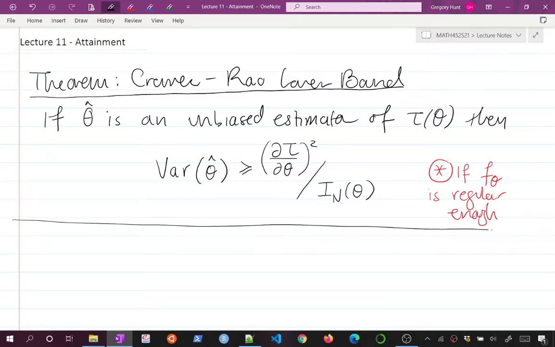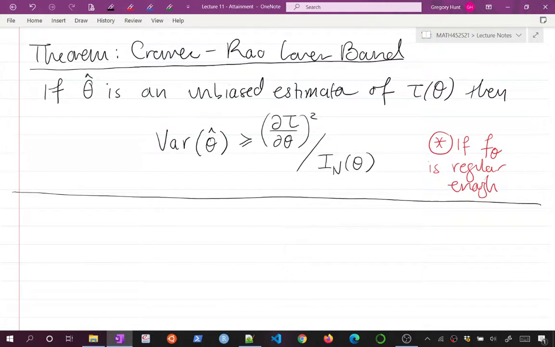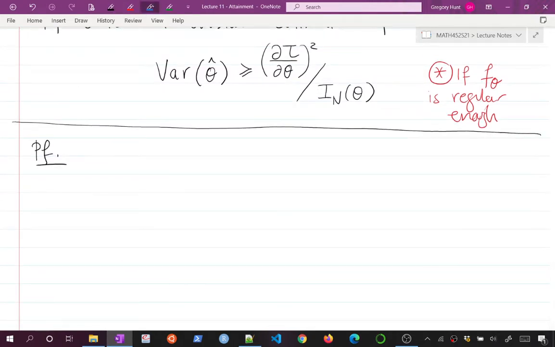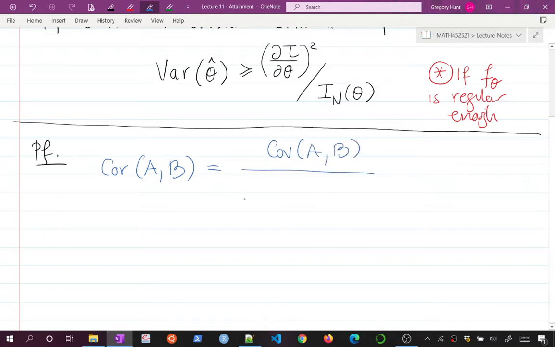Let's actually start off this lecture by looking at a proof of it. We saw last time how it can be used, and let's actually write out a proof. The proof is not too bad. The proof relies on a couple facts about correlation. So if I have two random variables, A and B, the correlation between A and B is defined as the covariance between A and B divided by the square root of the variances. Square root of the variance of A times the variance of B.